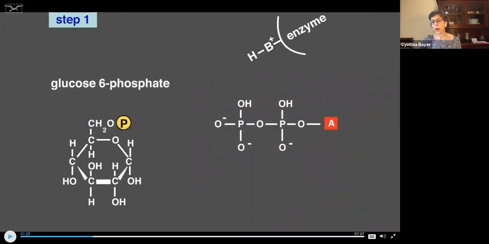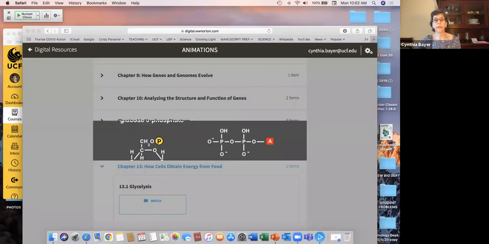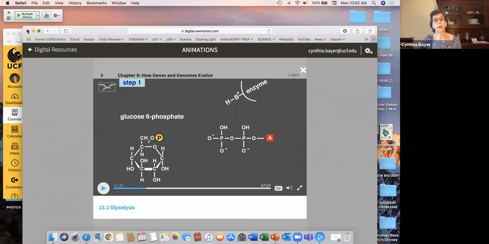Okay, so I don't want to go through all of that here, but if you're interested, you can see how they're actually animating all of the different chemical changes that are occurring, which I think is really nice.